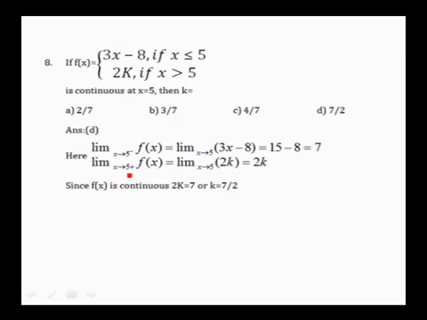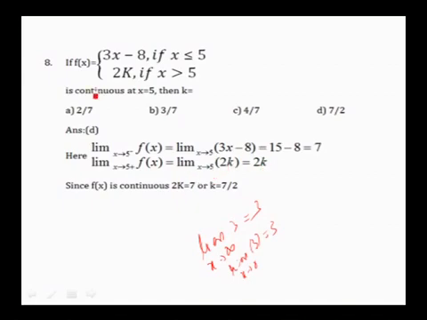As x tends to 5 plus, that is x greater than 5, I have to take 2k. Remember, the limit of a constant is always a constant. What is the limit of 3 as x tends to infinity? The answer is 3. Whether x tends to 0 or infinity, the limit of 3 is also 3. So the limit of 2k as x tends to 5 is 2k.